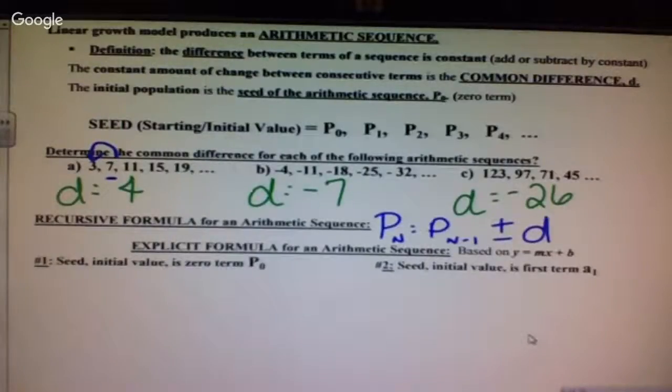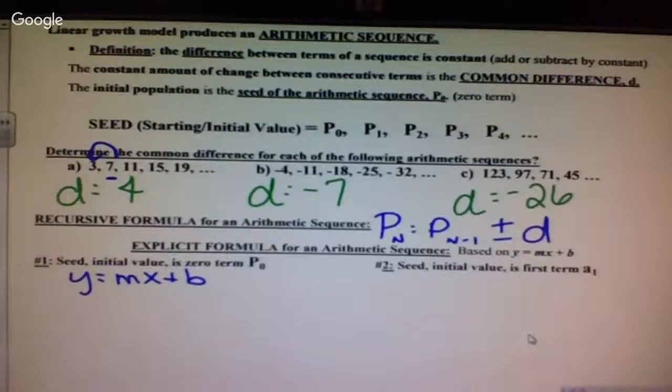Now, what becomes an issue with this formula is, if I tell you I want the 208th number in that sequence, you'd have to sit there and add 4, and add 4, and add 4, and add 4, and add 4. Okay, that's painful. So there is a shortcut. We talked about it yesterday. y equals mx plus b.